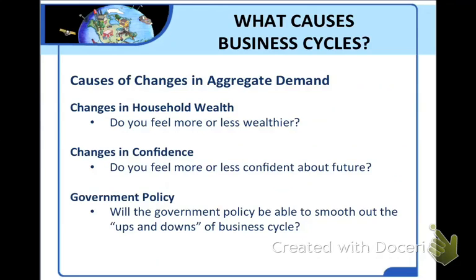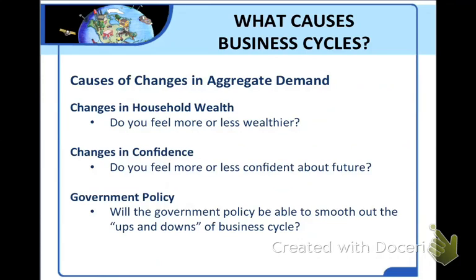In the next chapter, you will learn about 2 types of policies that can change aggregate demand: fiscal policy carried out by the government and monetary policy carried out by the central bank. When successful, these policies can smooth out the business cycle and prevent wide swings in real GDP. Sometimes, however, these policies miss their mark due to delays in implementation.